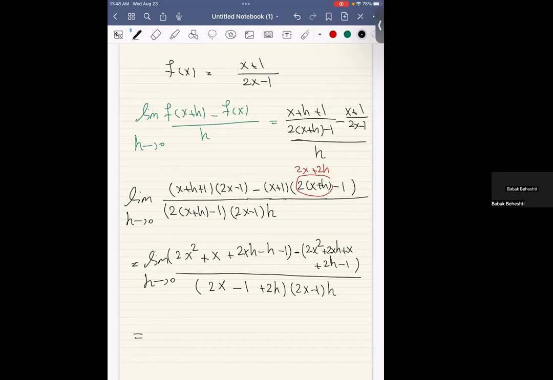Okay, now what you have is on the top, 2x squared minus 2x squared, they cancel each other, and then x minus x, they cancel each other. So the only term that remains is you have minus h minus 2h, so you get minus 3h divided by h times 2x minus 1 plus 2h times 2x minus 1. Very good, I like this.